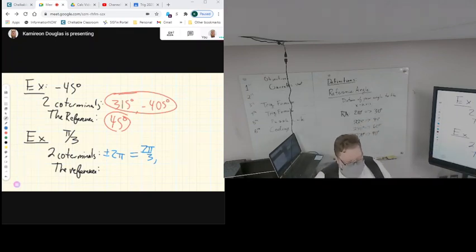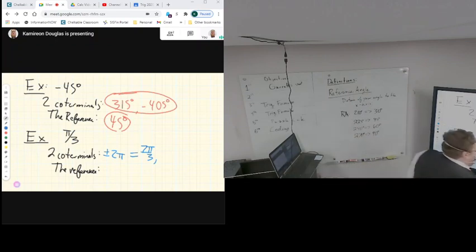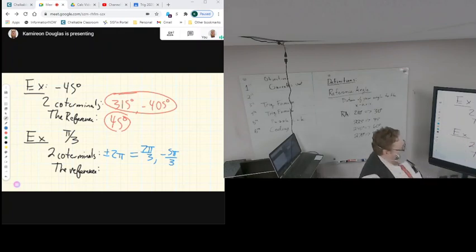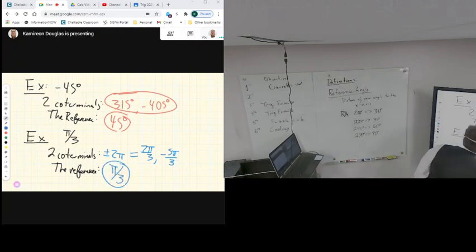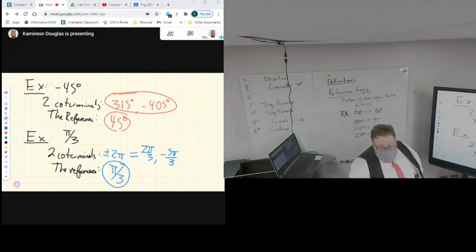Negative 5 pi over 3. Negative 5 pi over 3 is the other one. 13 pi over 3 is another acceptable one. Negative 11 pi over 3 is another acceptable one. There's a lot. What about the reference? 60 degrees. I can't accept 60 degrees, but I can accept pi over 3. In this case, the number and the reference are the same, which can happen.